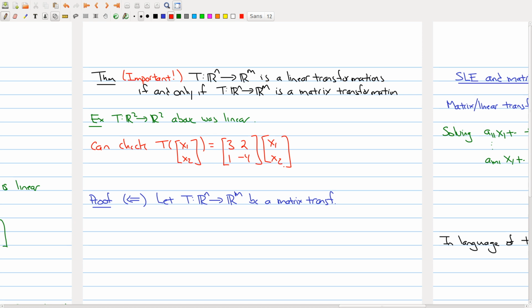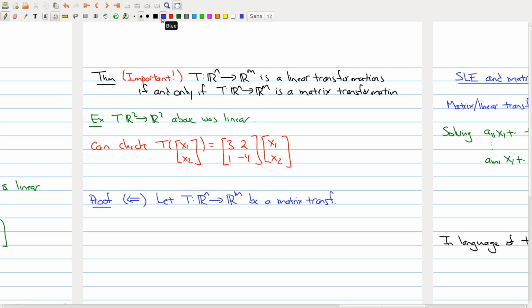Okay, and this theorem is important because if you're studying matrices, you can really think of it as studying linear transformations. And so at the very beginning of today's lecture, I mentioned that many mathematicians think of linear algebra as the study of linear transformations. And this theorem here kind of explains this connection.